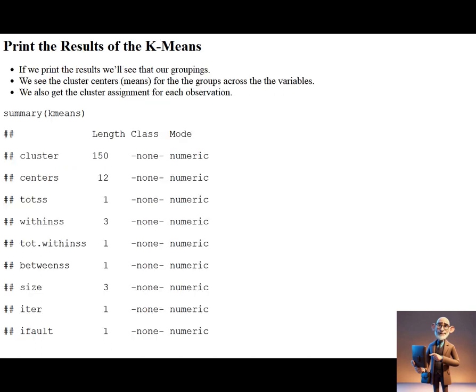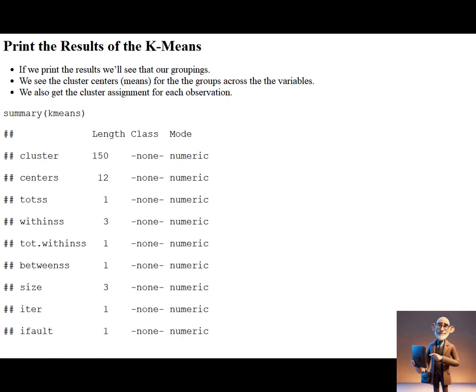Now that we've executed the K-means clustering algorithm and explored the components of its output, let's take a closer look at how we can print and examine the results directly in R. The code snippet provided allows us to gain insights into the groupings, cluster centers, and assignments. This simple line of code prints the results of our K-means clustering analysis. Let's break down what we see when we print these results.